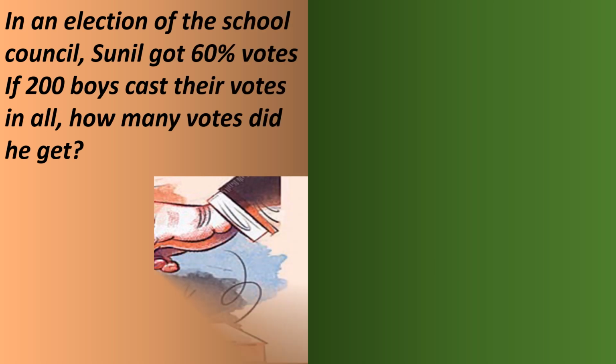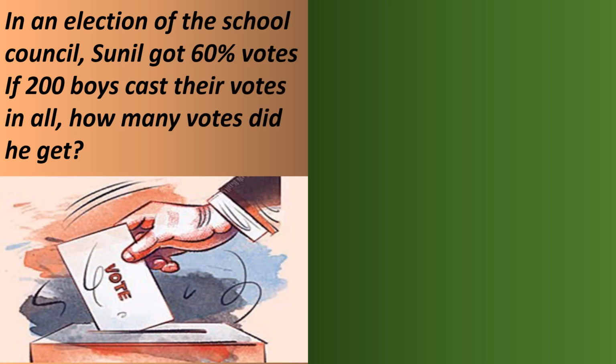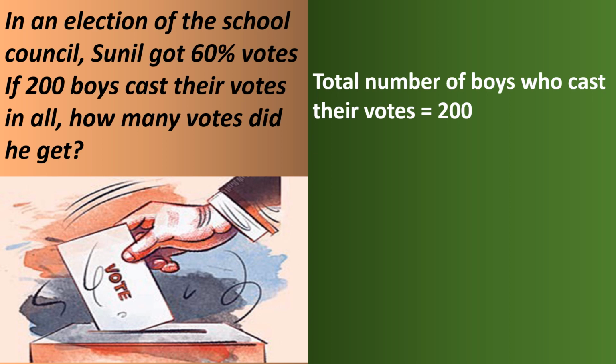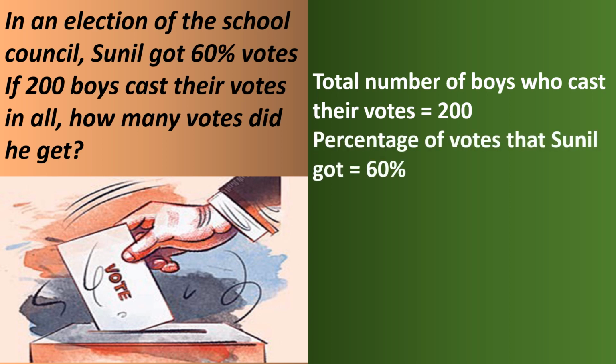First question: in an election of the school council, Sunil got 60% votes. If 200 boys cast their votes in all, how many votes did he get? So understand the question very well. Here, the total number of boys who cast their votes is 200, right? And Sunil got 60%. So the percentage of votes that Sunil got equals 60%.